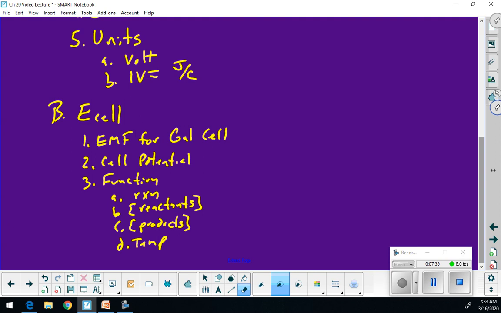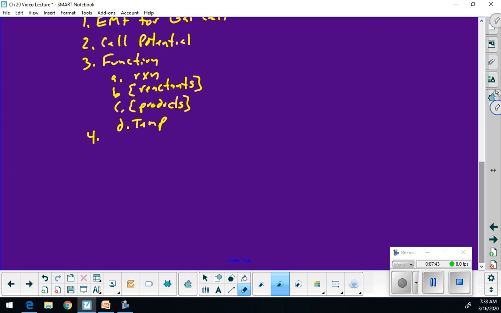One other thing that we might want to throw in here is that for my cell to actually function, for redox to occur, my E cell has to be greater than 0, right?